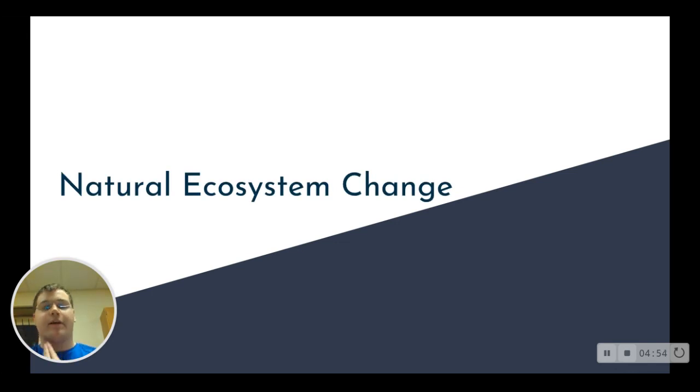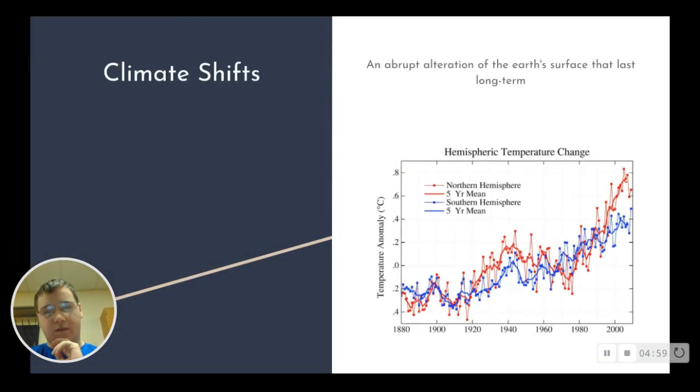Next subject we're getting into is natural ecosystem change. The first thing we're going to cover in this is climate shifts. Climate shifts are an abrupt alteration of the Earth's surface that lasts long term. This can be things like climate change, or mountains forming.